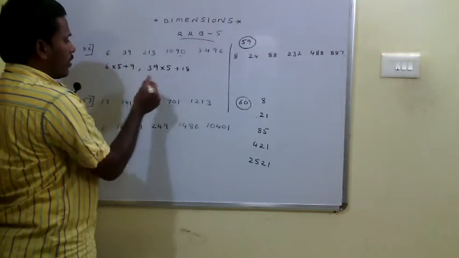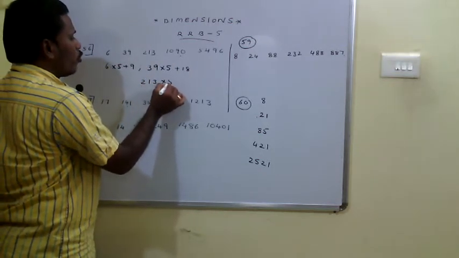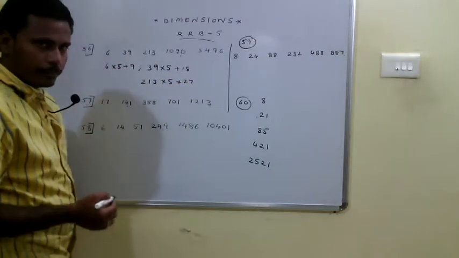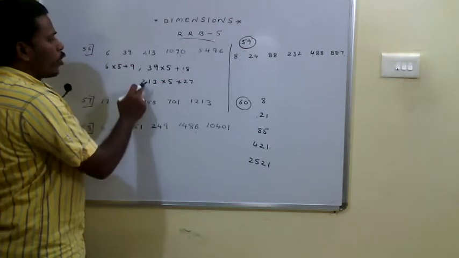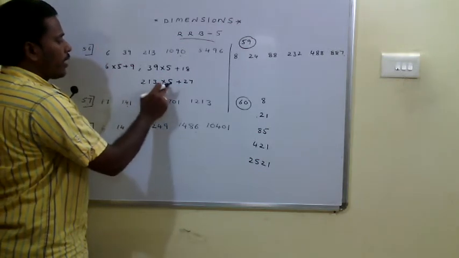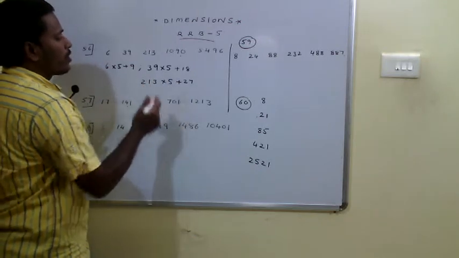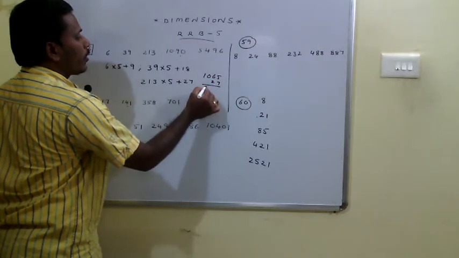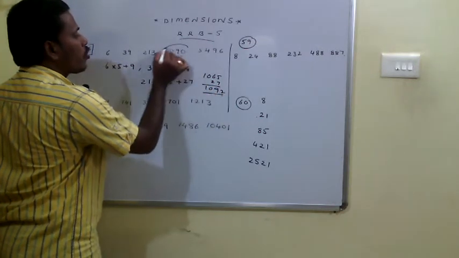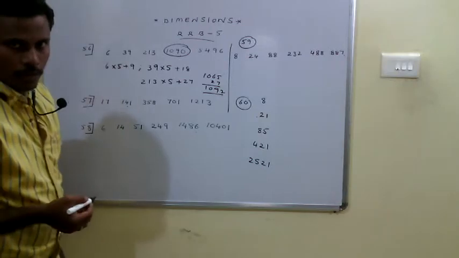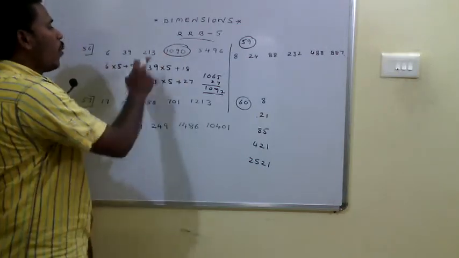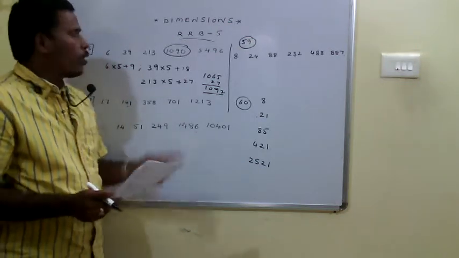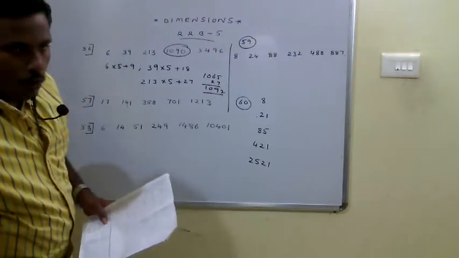So then 213 to the next number. So 213 into 5 plus 27, since 9 times 2 is 18 and 9 times 3 is 27, we need to apply. So 213 into 5: 200 into 5 is 1000, 13 into 5 is 65, so 1065 plus 27 is nothing but 1092. But instead of 1092, we have 1090. So the wrong number of the series is 1090, because it fails the pattern of into 5 plus multiple of 9 at 1090. So your answer is 1090.